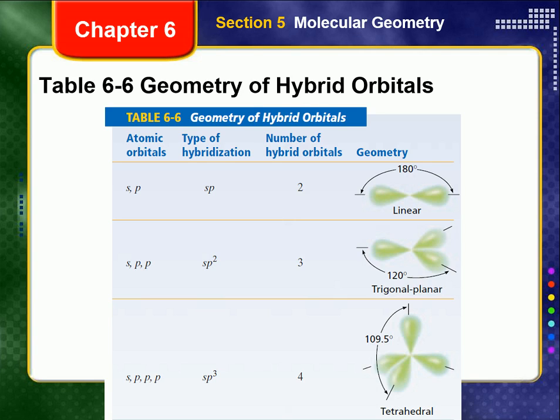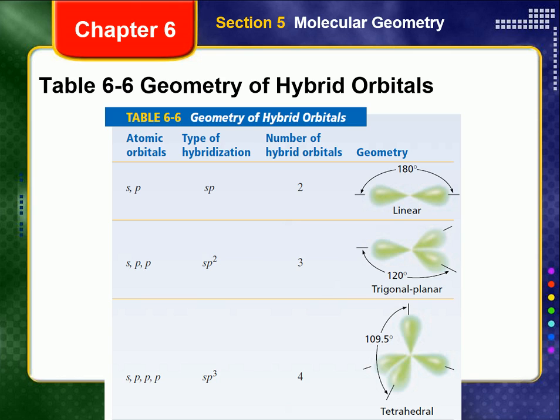The linear geometry of molecules such as beryllium fluoride, BeF2, again refer to table 6-5, is made possible by the hybridization involving the s orbital and 1 available empty p orbital to yield sp hybrid orbitals. The trigonal planar geometry of molecules such as boron fluoride, BF3, is made possible by the hybridization involving the s orbital, 1 singly occupied p orbital, and 1 empty p orbital to yield sp2 hybrid orbitals.